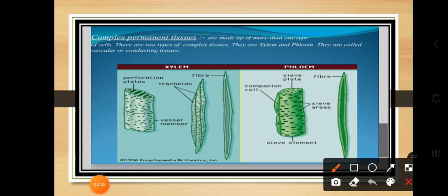So dear students, this is one of the types of xylem, and these are the perforation plates and this is the fiber tracheids. This is the xylem part of the plant. So, you can observe here it consists of the tracheids and the fiber.